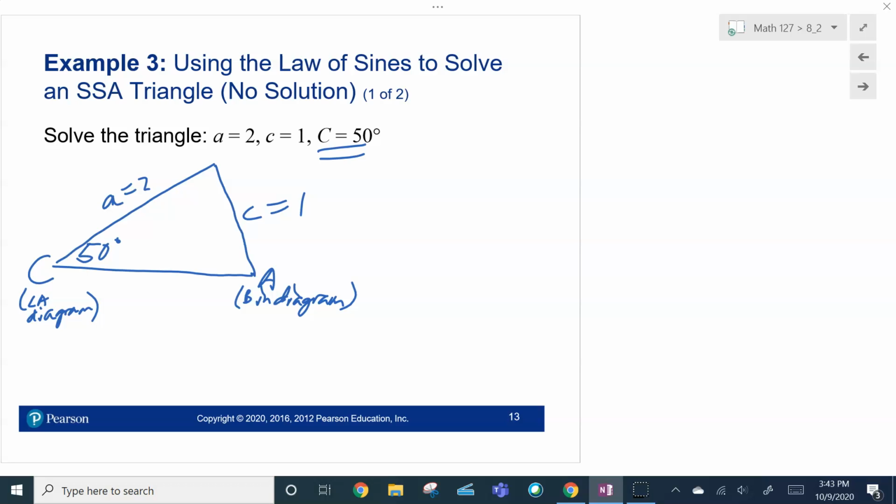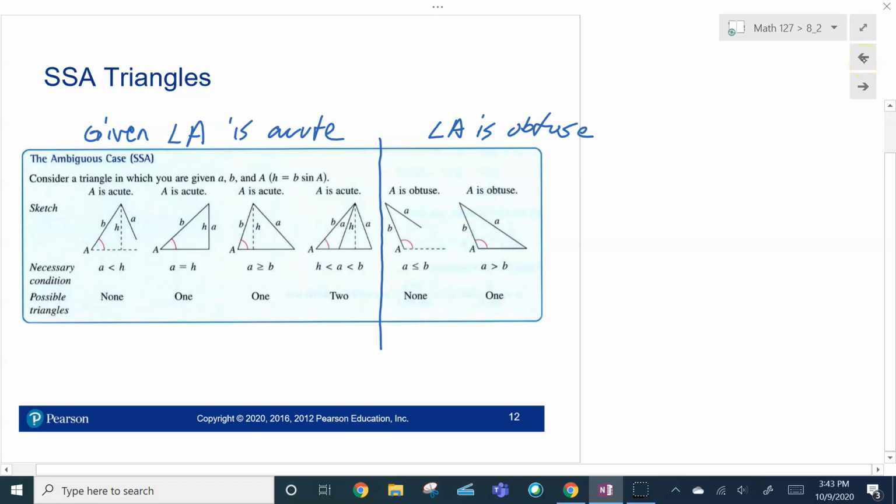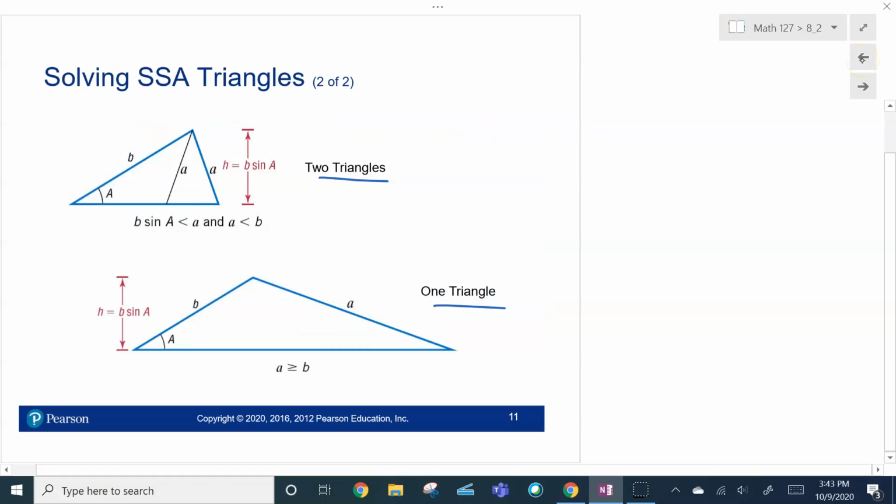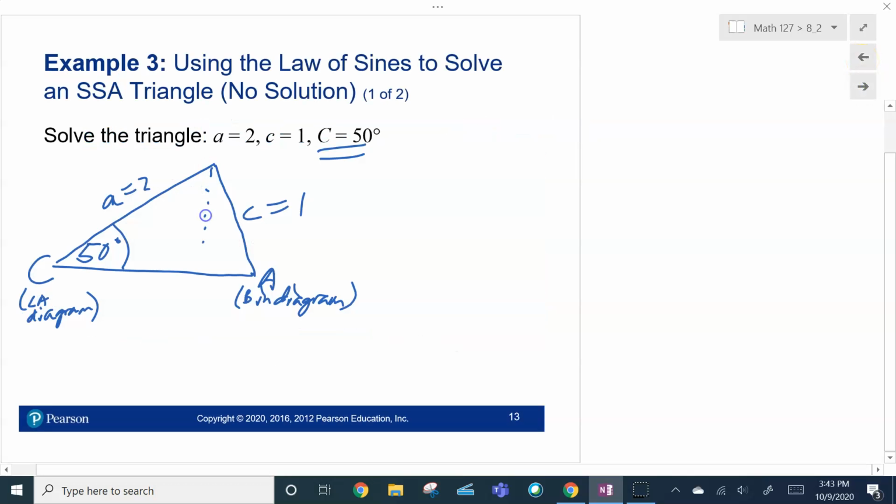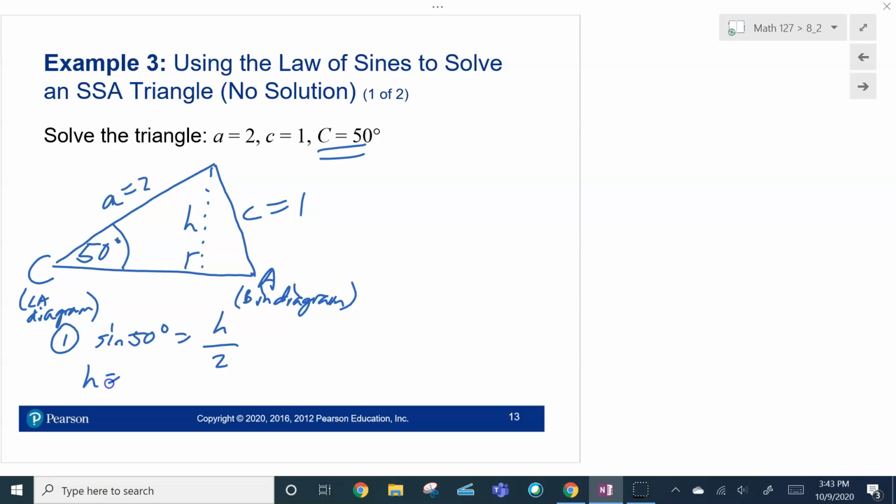Alright, so number one, what I'm going to do is I'm going to say, well, I know this given angle is 50 degrees. It's acute, okay? So I'm looking at these four situations here, okay? Now let me find the height of this triangle here. Whoops. So let me draw h, and I'm going to use right triangle tricks. So number one, the sine of 50 degrees is the opposite over hypotenuse, which is 2. So h equals 2 sine 50 degrees. So h equals 1.532. Okay?